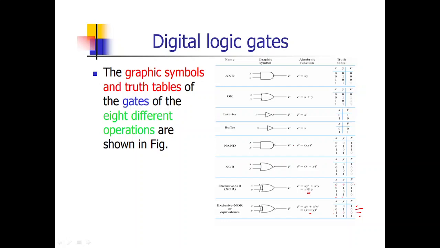So these are the logic gate symbols, the Boolean or algebraic function of each and every gate, and the truth table of all the gates. Thank you.